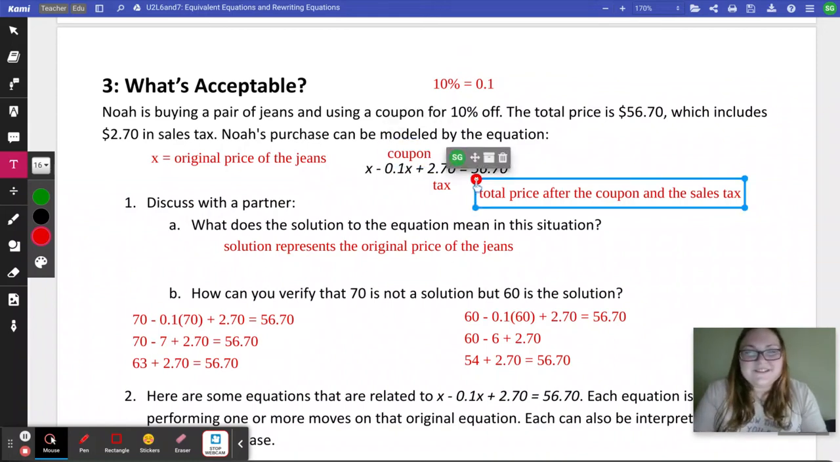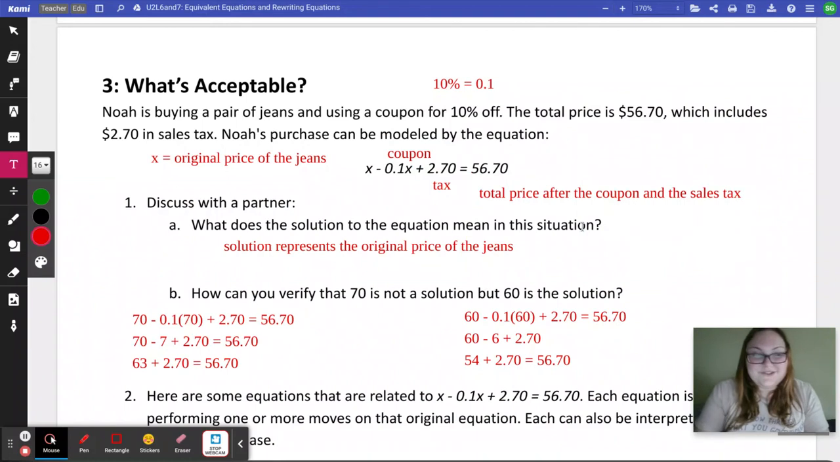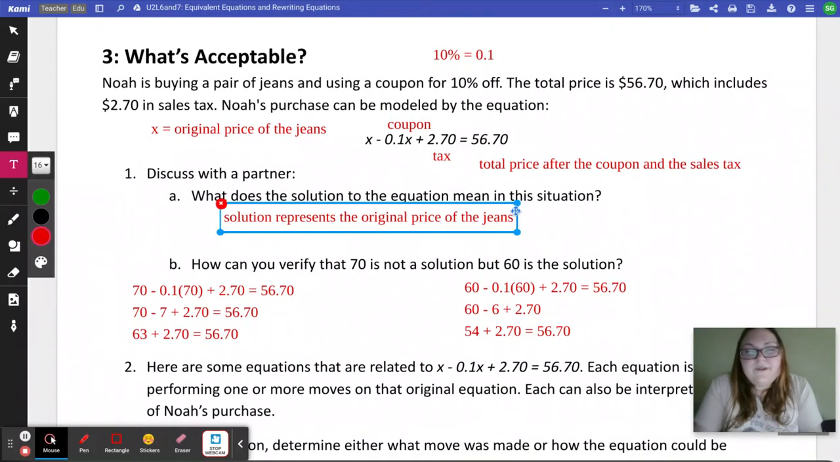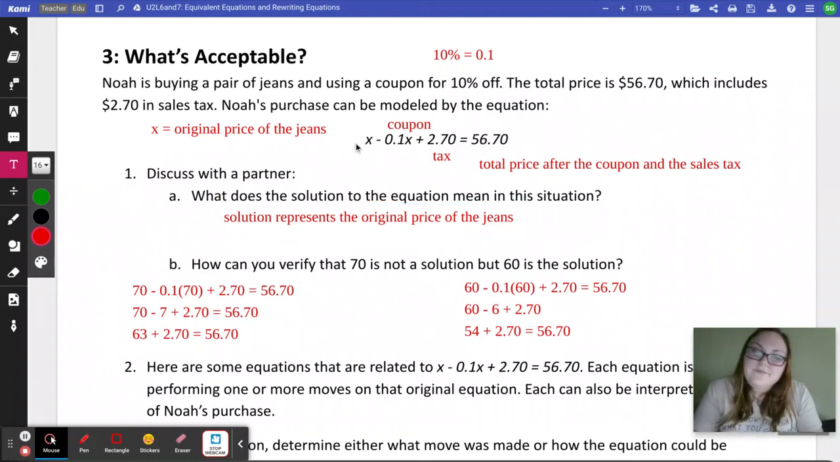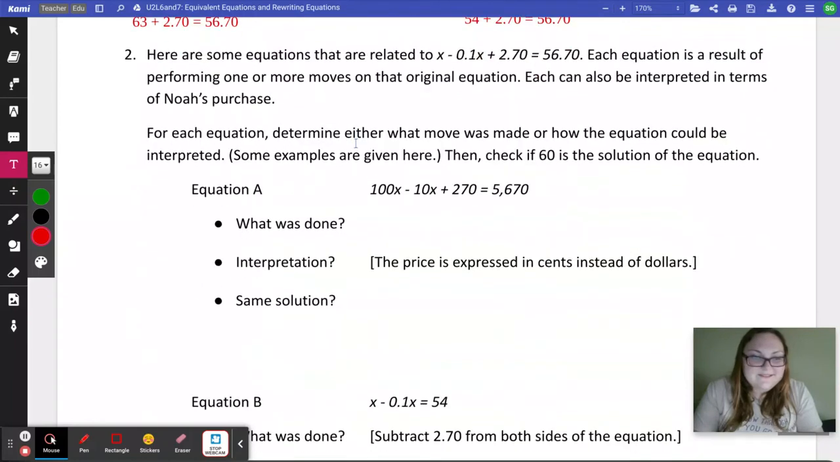It's important to understand this equation and what that solution means, especially when we're talking about equivalent equations, which is the direction we're headed in now. What we are going to do for the rest of this section of the notes is look at other equations that relate to this original equation here and talk through three things. For each equation that I give you, we're going to figure out mathematically what was done to get that equation.